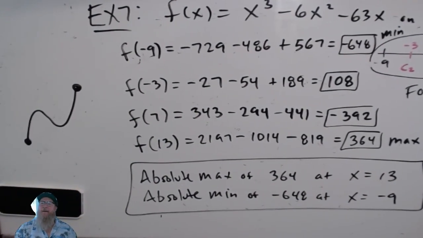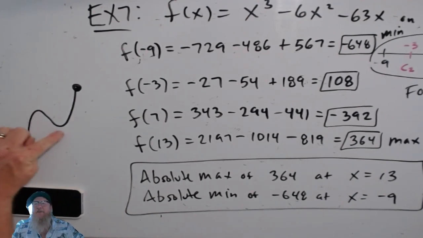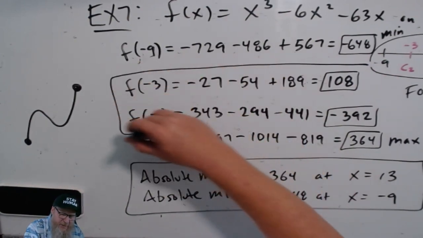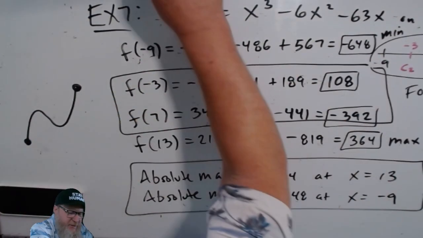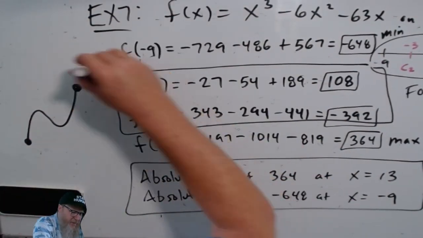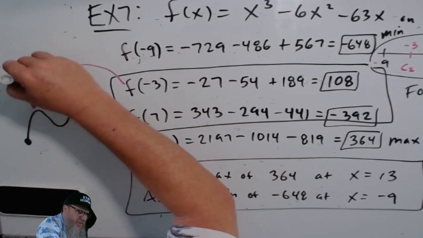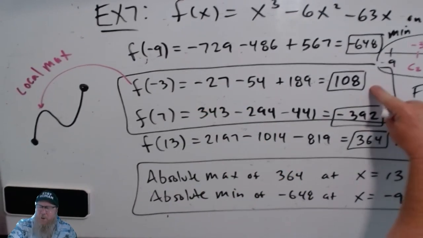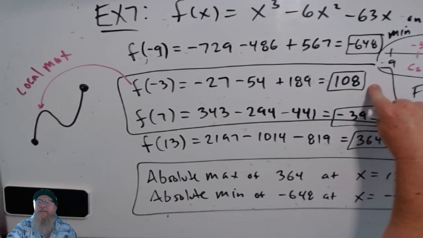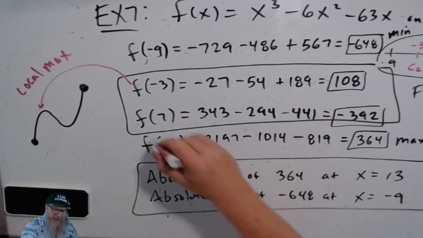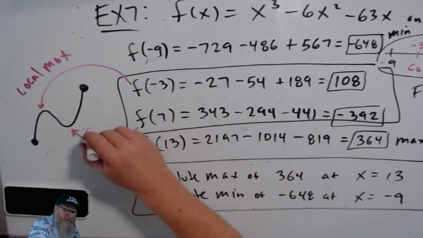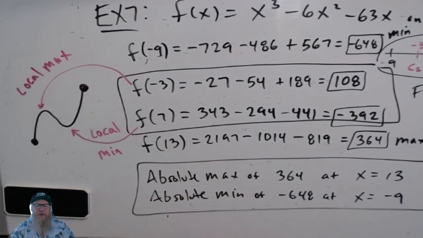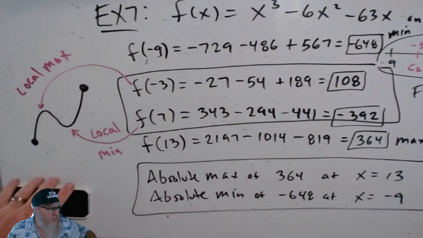Yeah. So here were my 2 C values, and they just kind of got stuck in the middle. I will make a note because we talk so much about it. These are your local max. So negative 3 was a local max of 108. And then the 7 was a local min. But the theorem doesn't apply to local extremes.